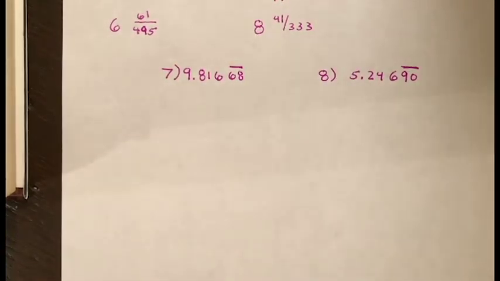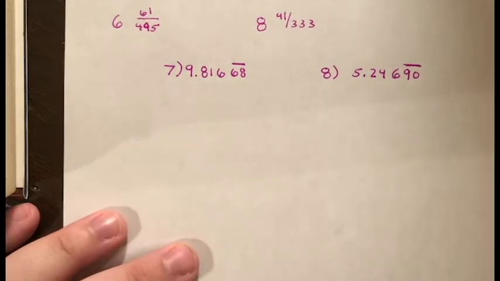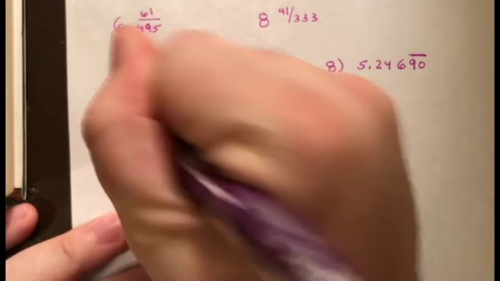7. This one's tougher because we got more numbers to work with. But the process remains the same. And I'm going to work this one out by hand because it's going to take a little while, especially when we go to reduce. So, step 1, write your integer.